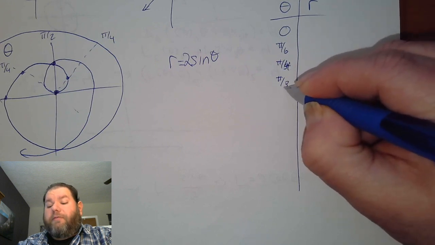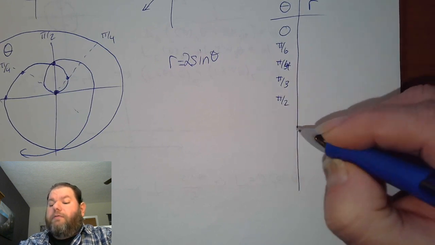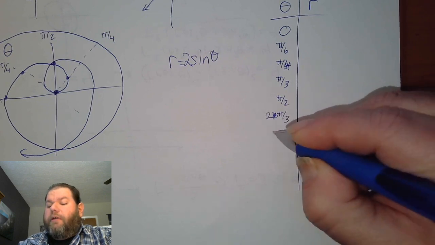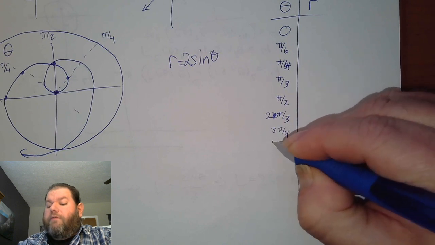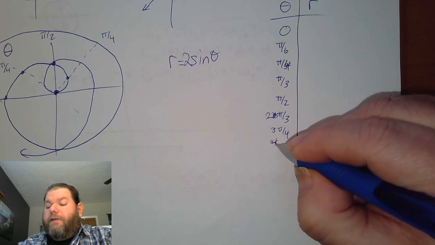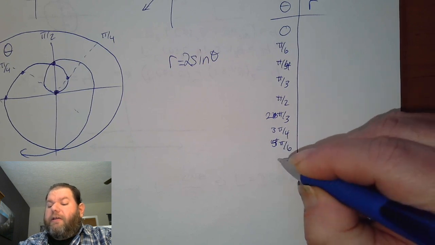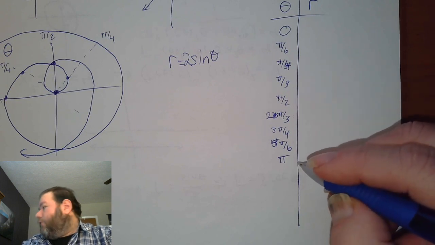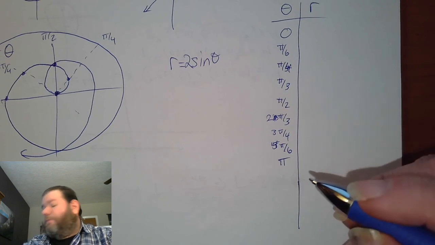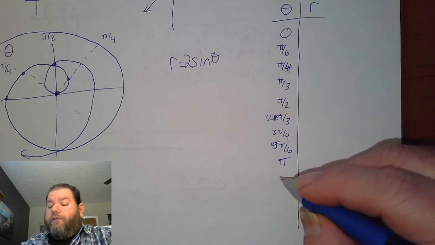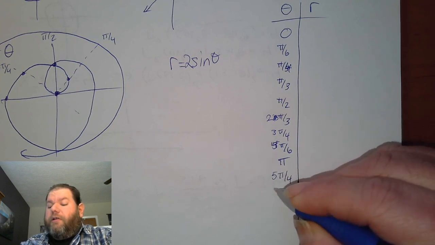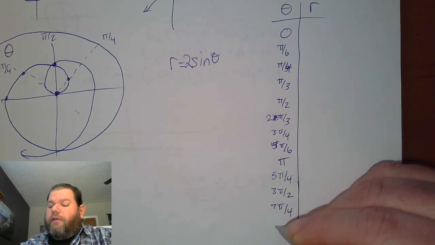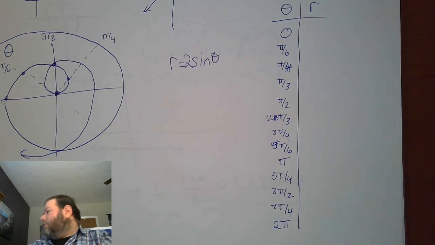Pi over 4, then pi over 3, my bad. Pi over 2. 2 pi over 3, 3 pi over 4. 5 pi over 6 would be next, and then pi. And then once we establish the pattern with those, I'll just go by pi over 4, so that'll be 5 pi over 4, 3 pi over 2, 7 pi over 4, and then 2 pi.